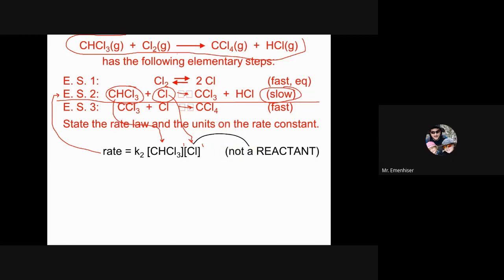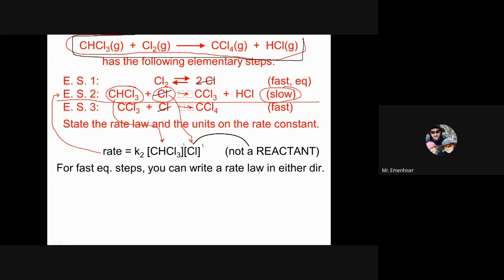Because it's not here. Look at our overall reaction at the top. Here's our overall reaction. Cl by itself is not in there. Chlorine is created in that first fast step. It's also at equilibrium. That's what that means. And then it's consumed here. It's not in our overall reaction, so it's not a reactant. So we must restate this rate law in terms of our reactants.